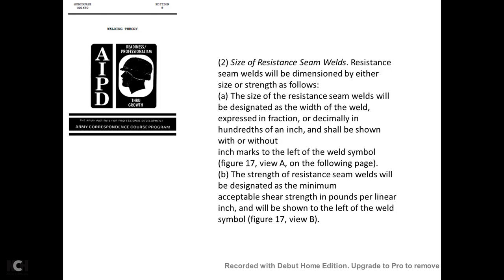2. The size of the resistance seam welds. Resistance seam welds will be dimensioned by either size or strength. A. The size of the resistance seam weld will be designated with the width of the weld, expressed as a decimal fraction in hundredths of an inch, shown with or without inches marked on the left of the welding symbol. B. The strength of resistance seam welds will be designated with the minimum acceptable shear strength in pounds per linear inch, shown left of the welding symbol.